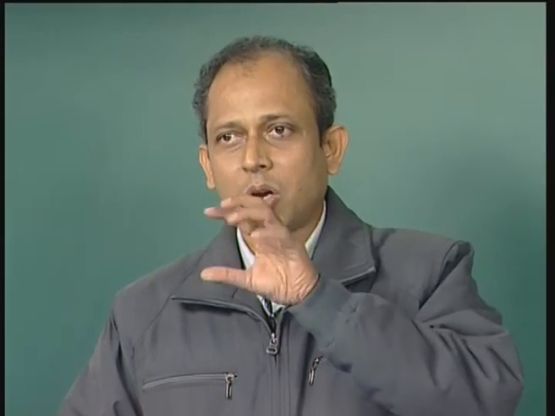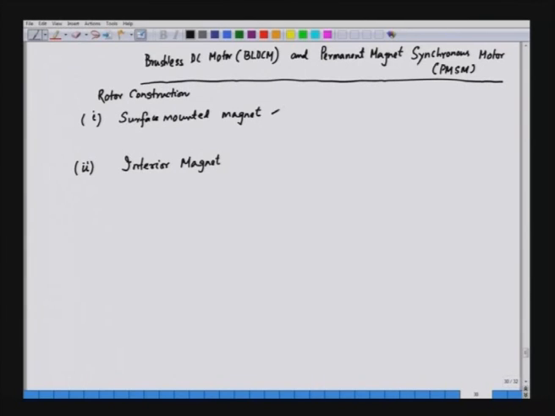Now, based on the housing of the permanent magnet, we can say whether the rotor is a surface mounted magnet rotor or an interior magnet rotor. Surface mounted means the magnet is mounted on the surface of the rotor, and again the surface mounted motor is classified into 2 categories. We can have the projecting magnet type, and the inset magnet type.